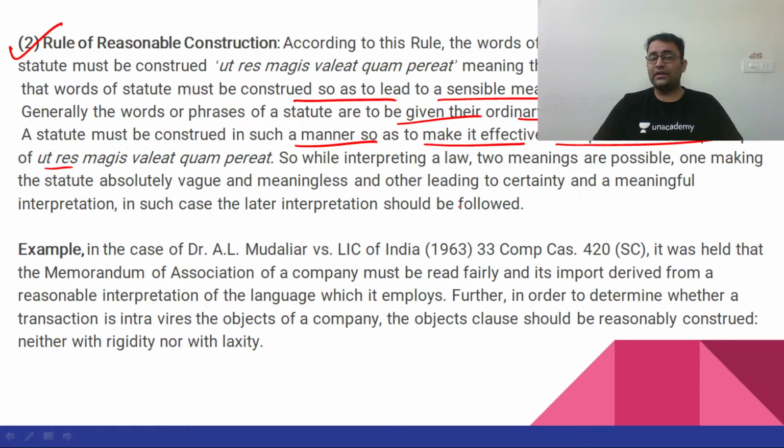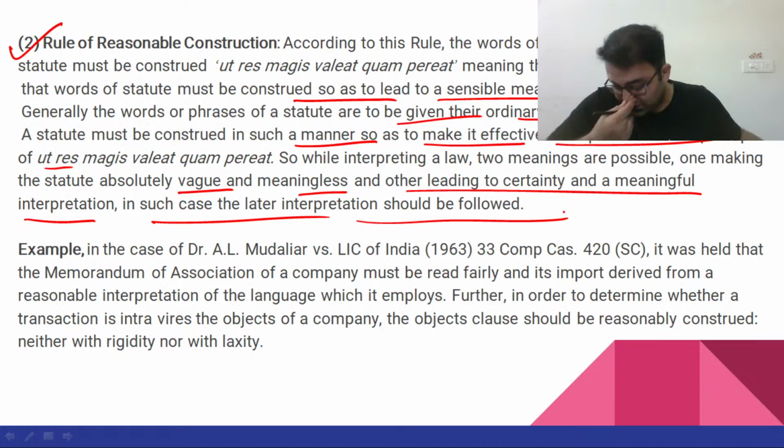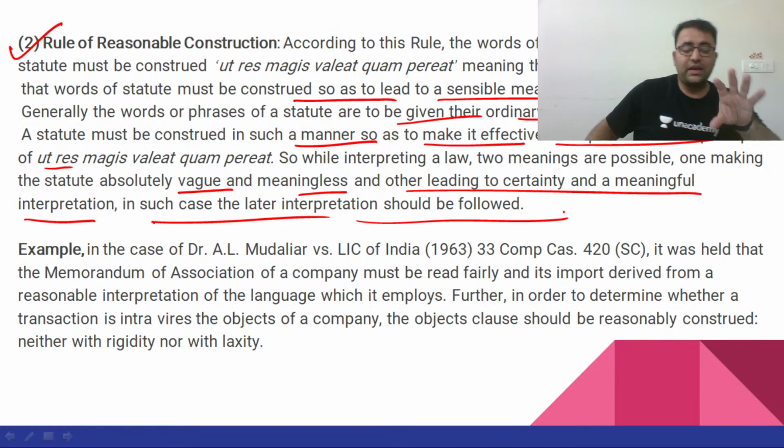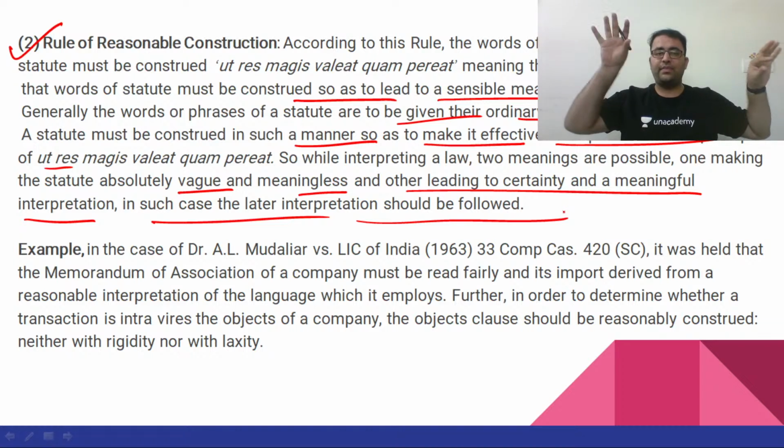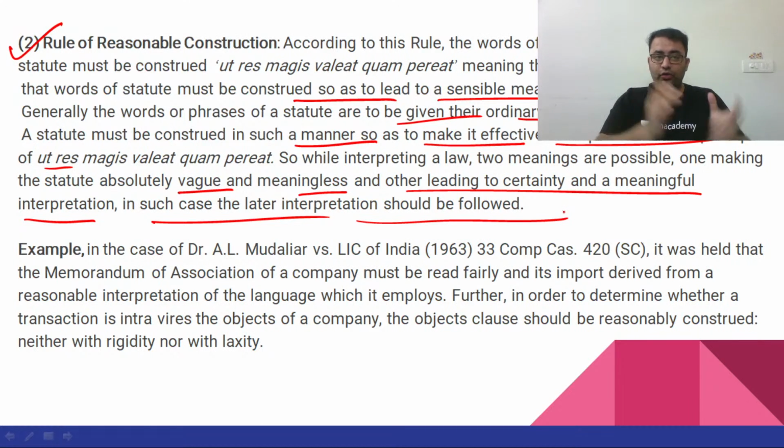So while interpreting the law, two meanings are possible, one making the statute absolutely vague and meaningless and the other leading to certainty and meaningful interpretation. In such case, the latter interpretation should be followed. So whenever you face a situation where one interpretation of the statute gives you a vague meaning and one interpretation gives you certainty and meaningful interpretation, the rule of reasonable construction says that you should look at the latter one, that is the interpretation that leads to certainty and a meaningful interpretation. Okay, so that should be followed.